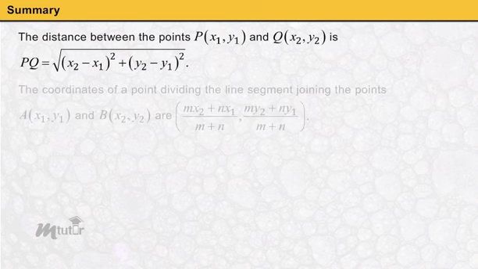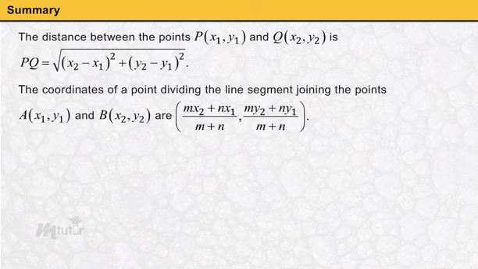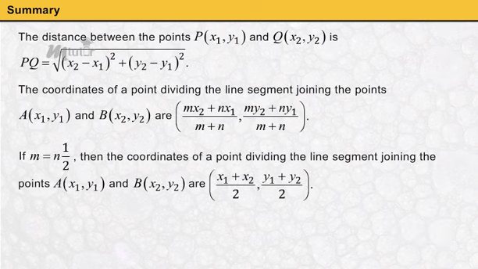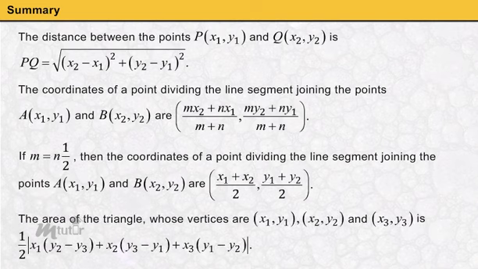The formula to find the coordinates of a point dividing the line segment joining the points A and B internally in the ratio m:n is given as displayed on the screen. If m is equal to n, then the formula used to find the coordinates of the midpoint of the line segment joining the points A and B are given as displayed on the screen. The formula to find the area of the triangle, whose vertices are x1, y1, x2, y2, and x3, y3, is given as displayed on the screen.